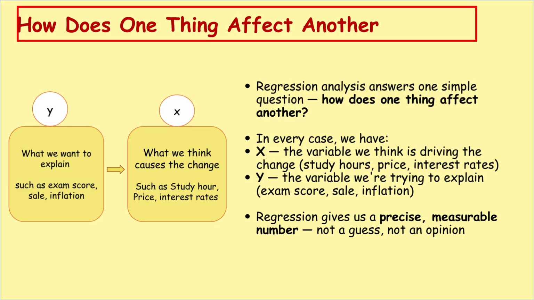X and Y. X is what we think causes the change. Study hours, price, interest rates. Y is what we want to explain. Exam score, sales, inflation. Want to know if studying helps? X is study hours. Y is exam score. Want to know if price affects demand? X is price. Y is quantity sold. X causes. Y is the result. Regression finds the exact relationship.